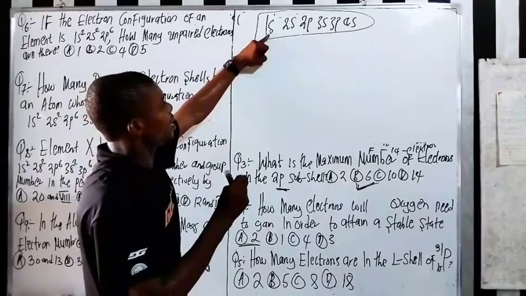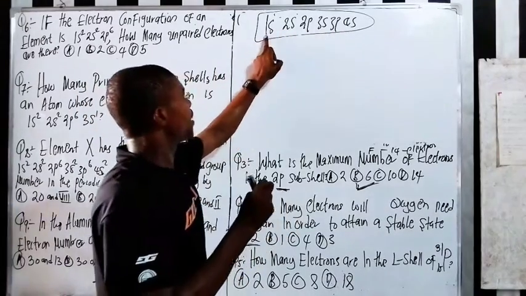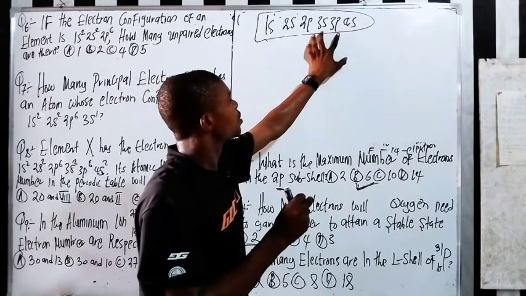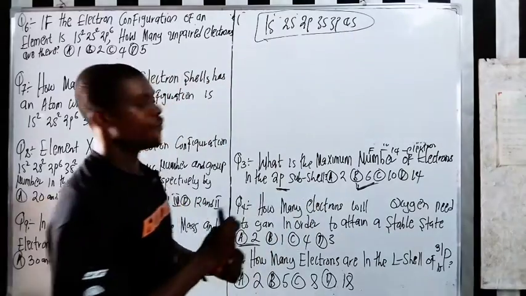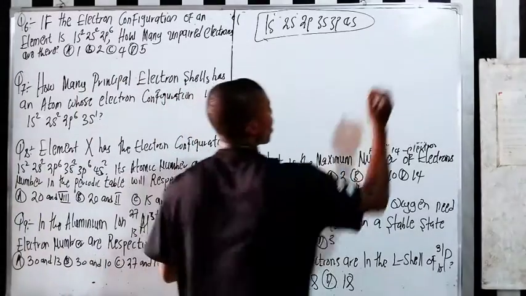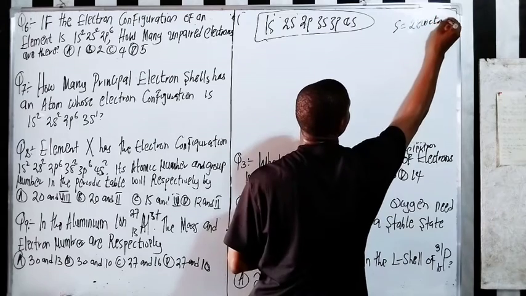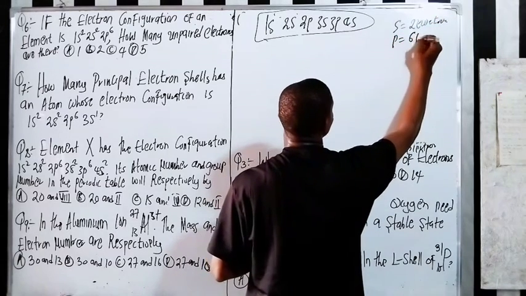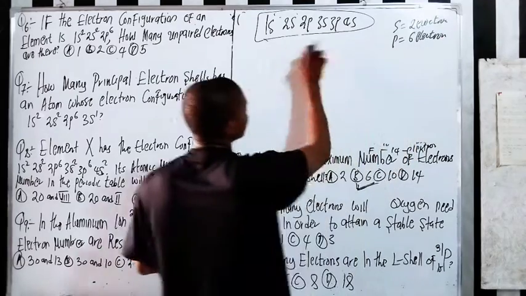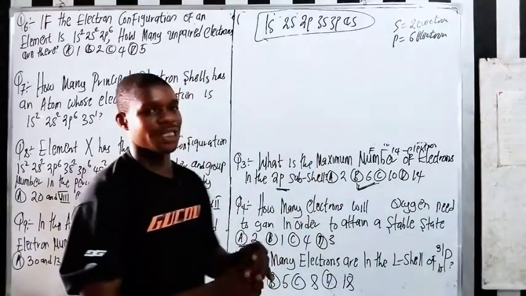Now, first shell, second shell, third shell, and fourth shell. Very important, so you have to master this one here. Now remember, s is 2 electrons, p is 6 electrons. So these are the two you are going to make use of. Now, d is 10, f is 14, right?